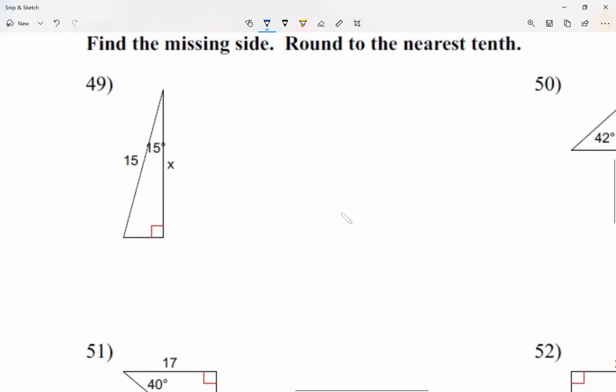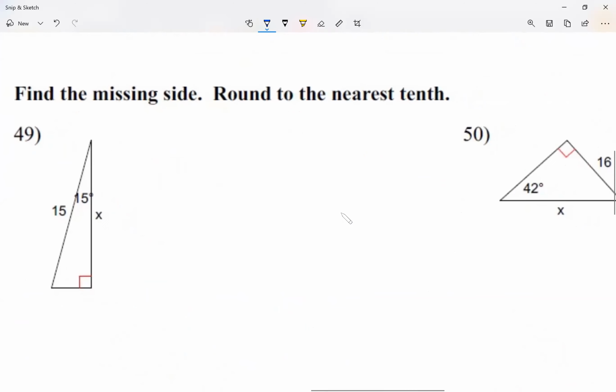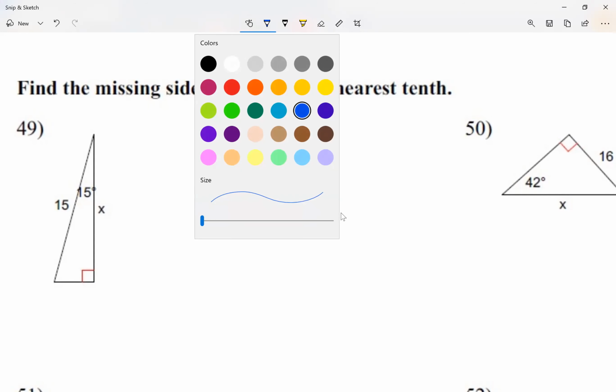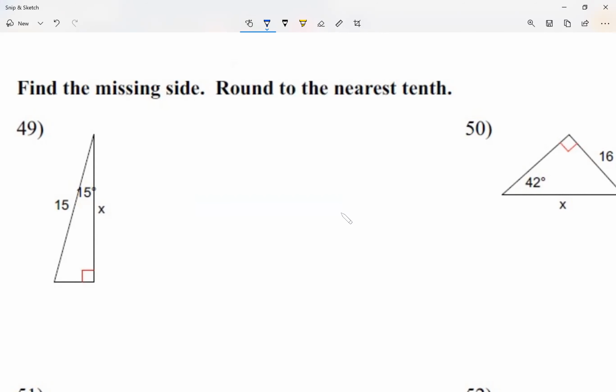And let's take a look. How am I going to do that? Here, question number 49. It says, find the missing side. So I have triangles here, and round your answer to the nearest 10th. Let me label my sides first. And what I mean by label my sides is hypotenuse, opposite, adjacent. Let me see what information I have. So I have the hypotenuse.